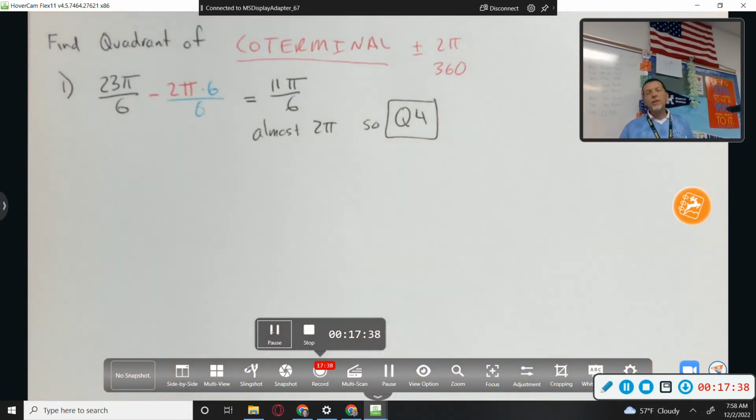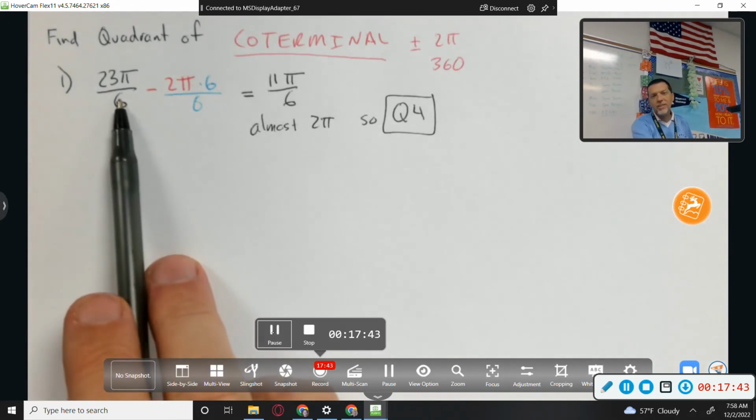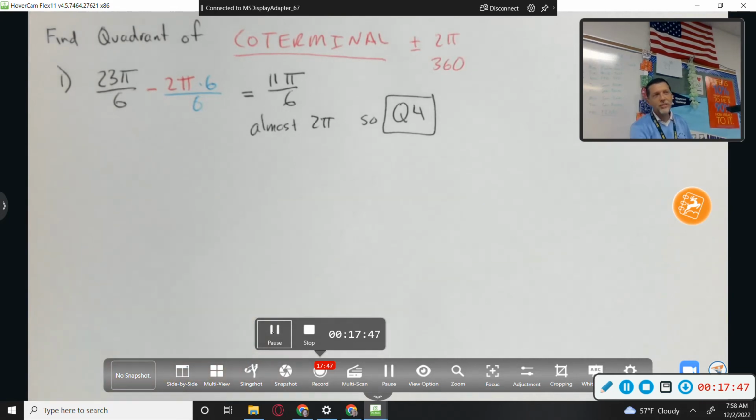Now, if you can do basically what Luke did, you look at that and you're like, well, that's almost 4 pi, so that's almost 2 times around. So that's like all the way around and still in the 4th quadrant. Like all the way around once and then into the 4th quadrant.